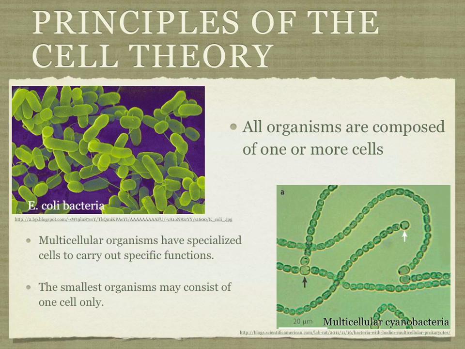Now, as you can see on the other picture, for example, we have an E. coli bacteria. These are very small organisms, and the smallest organisms may consist of one cell only. So these E. coli bacteria, even though they benefit from living in colonies and from living around many other bacteria, are each an entity, a unit that is one cell only.